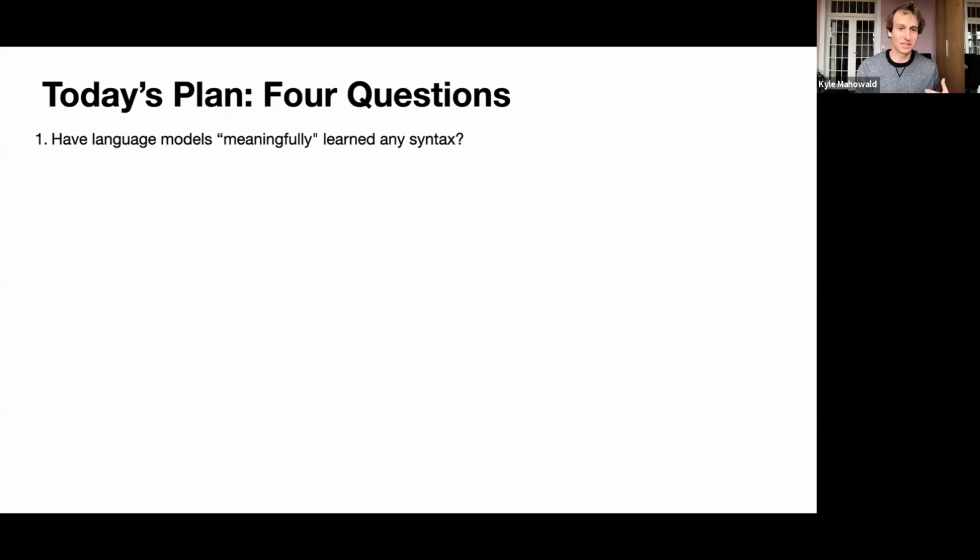So my overall plan today is to have 4 overarching questions. The first: have language models meaningfully learned any syntax? I'm going to go through some evidence for that and argue that yes. I'll admit they haven't learned everything about syntax, right? It's possible to trip them up in certain cases. But I think it's fair to say that under some definition of meaningfully, it's not all just smoke and mirrors. They really have learned something that I think is linguistically interesting.